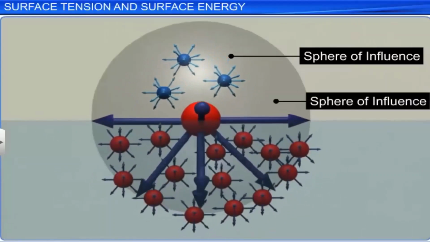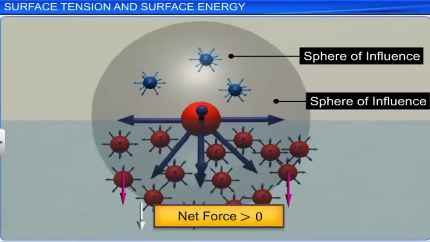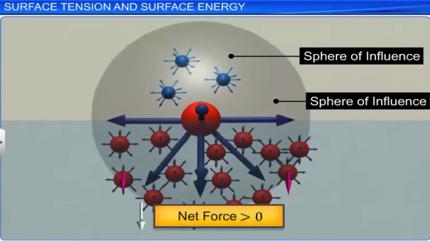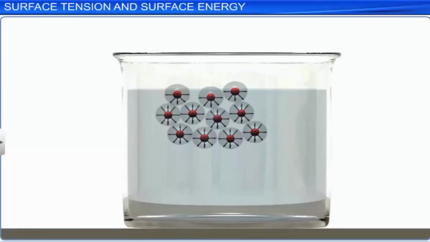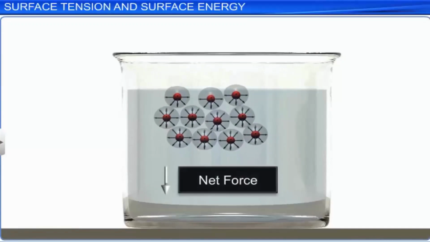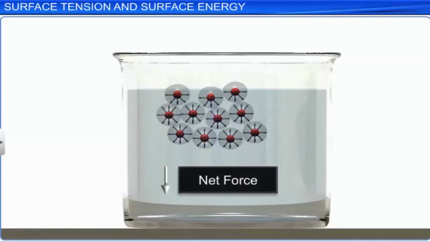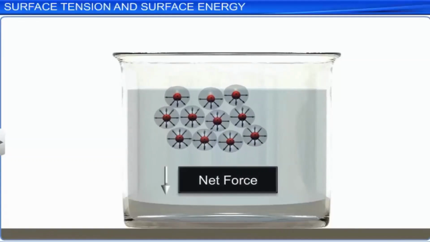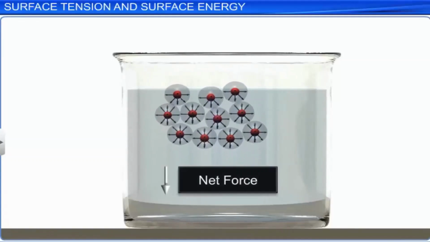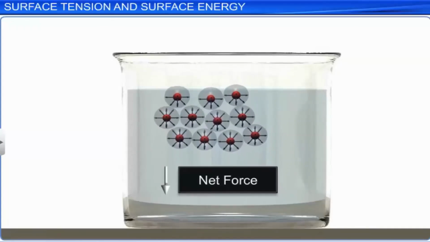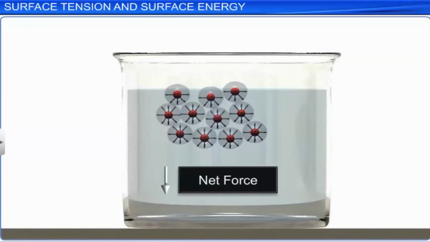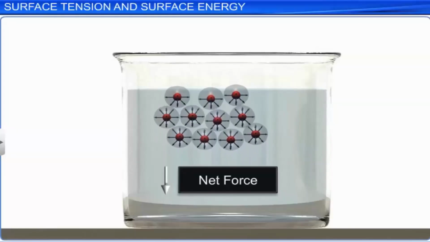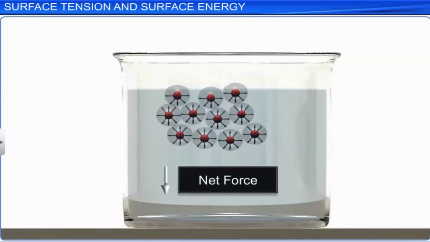The molecules coming from the bottom of the liquid to the surface have to overcome this net downward force, and hence have potential energy called surface energy. Hence, all the molecules near the surface and on the surface have greater energy than the molecules deep inside the liquid.